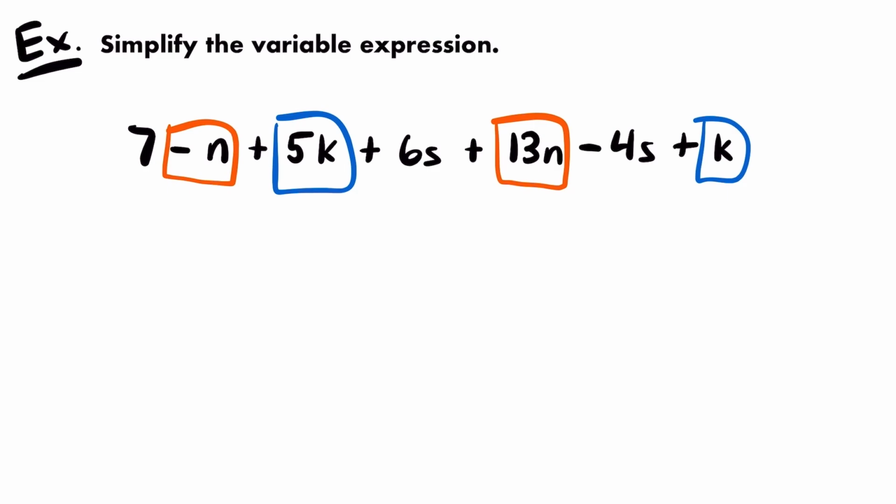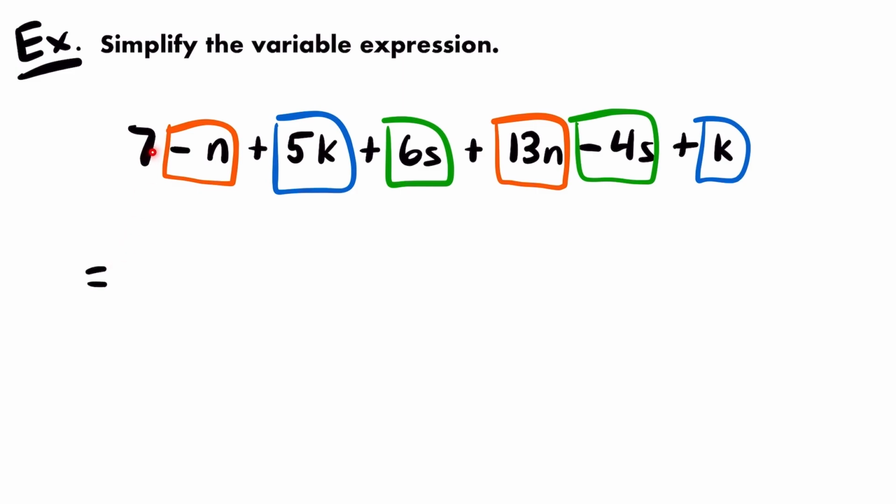And then finally, what about our last two terms here? Are they like terms? Well, yes, actually. They both have the same variable part of s. So we will be able to combine 6s and negative 4s when we rewrite or simplify this variable expression. All right, so now let's actually do that. Let's combine the like terms that we have identified.